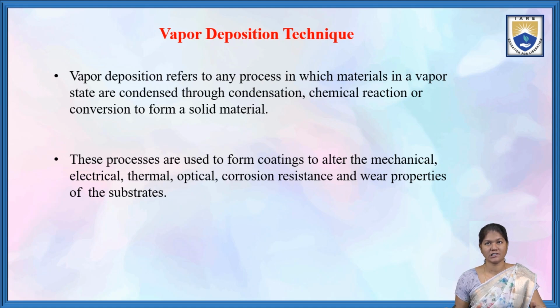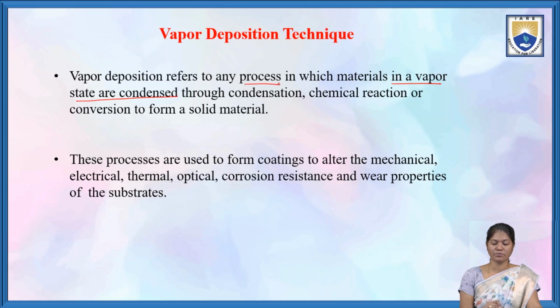In the vapor deposition technique, vapor deposition refers to any process in which materials in a vapor state are condensed through condensation, chemical reaction or conversion to form a solid material. So what type of process? Material in a vapor state condensed through condensation or chemical reaction and converted to form a solid material. So this is vapor deposition.